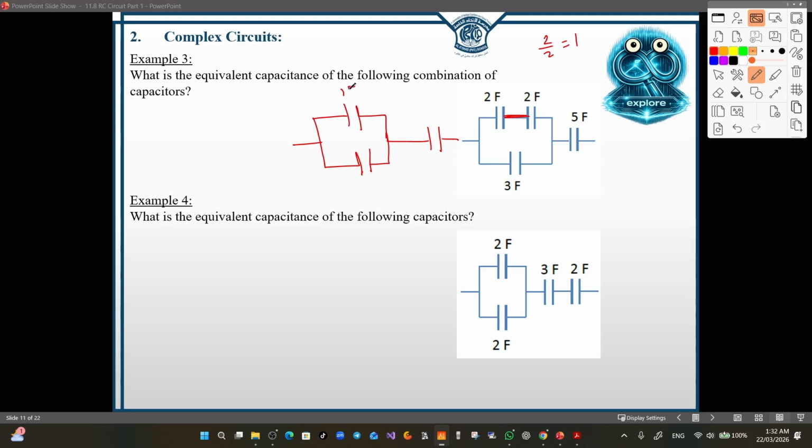So here we have 1 farad, and here we have a 3. They are connected in parallel, so we just add them in the normal way to get the equivalent. Now finally, this will be turned into 4 farad, and this one is 5 farad. 4 and 5 are connected in series, so we just multiply and add, and it's going to be 20 over 9 farad.